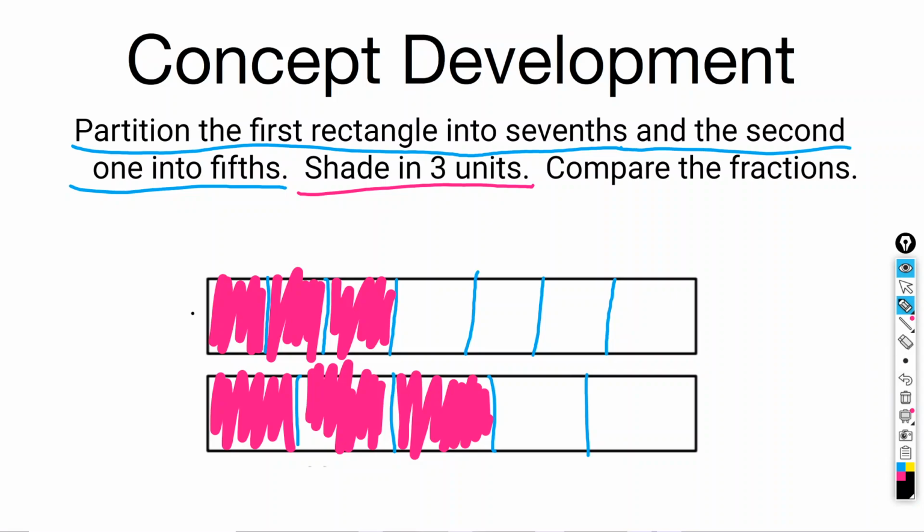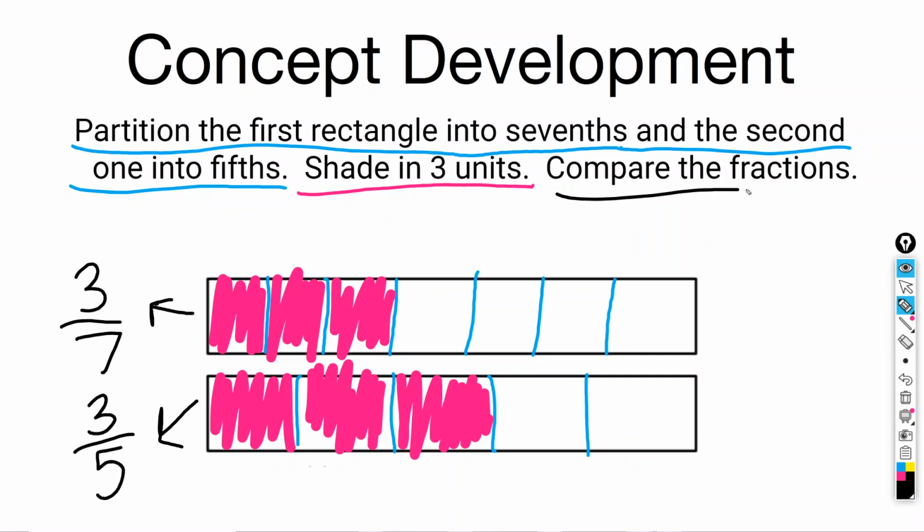So on this top rectangle, I've shaded 3 pieces out of 7. On the bottom rectangle, I've shaded 3 pieces out of 5. So now I need to compare the fractions. So I'm going to put them next to each other.